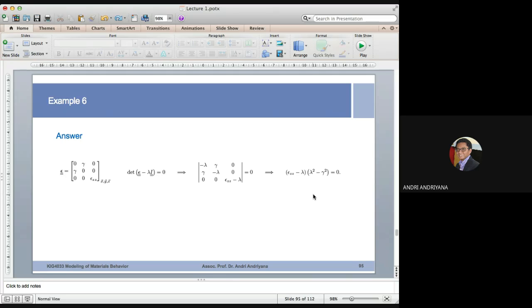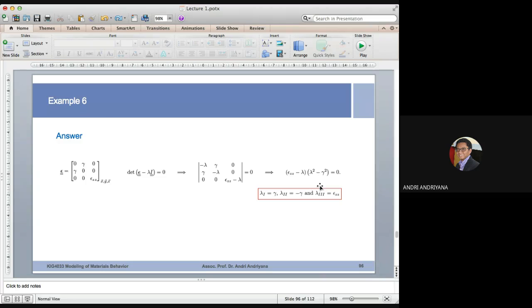So one of the principal strains is epsilon zz. What about the second and the third? It is solving this one equal to 0. So what we have is simply this one. So the three roots are gamma, minus gamma, and epsilon zz. Okay, so these are the three principal strains. Which one is number 1, which one is number 2, which one is number 3, it is not important. Okay, you are free to decide which one you want to call principal strain number 1, principal strain number 2, and principal strain number 3.